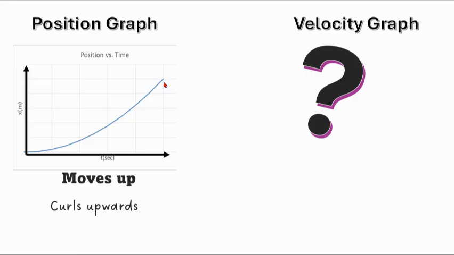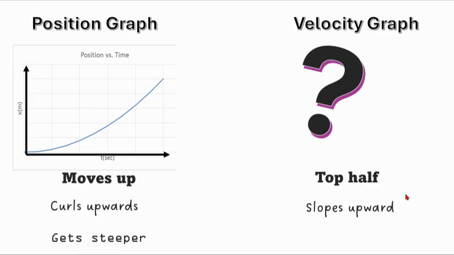Then thirdly, we need to look at whether it gets steeper or flatter. Reading the graph from left to right, it's definitely getting steeper. So what does that mean for our velocity graph? Because this line is moving up, the velocity graph is going to be in the top half. It also means it's going to slope upwards because the curl is upwards. And because it's getting steeper, we expect the line to move away from zero in the top half, and slope upwards.